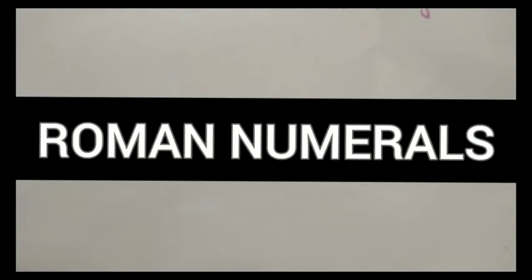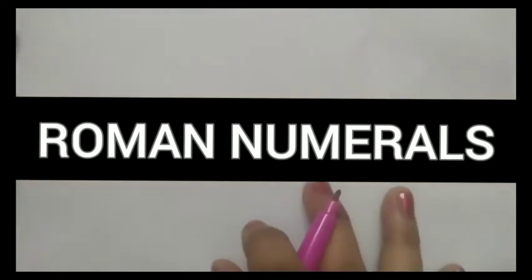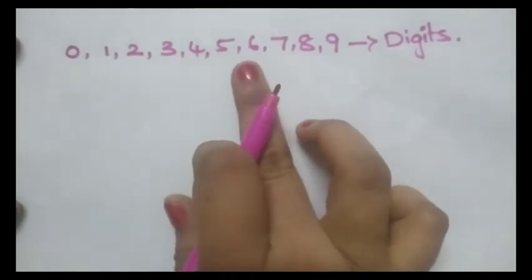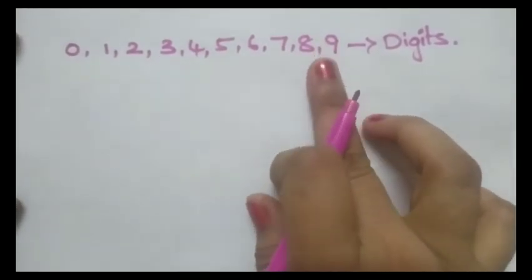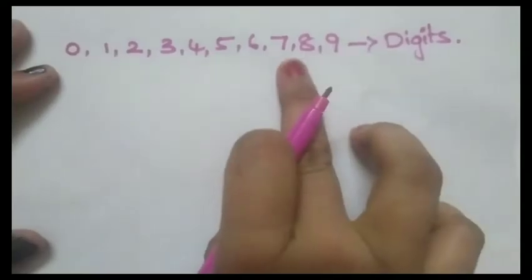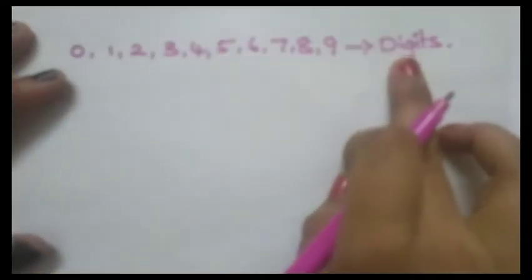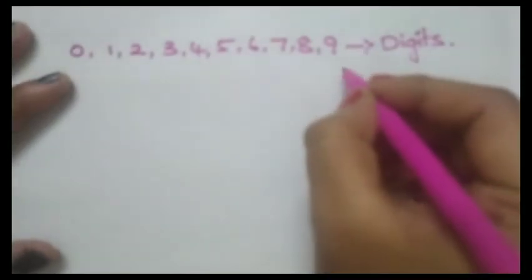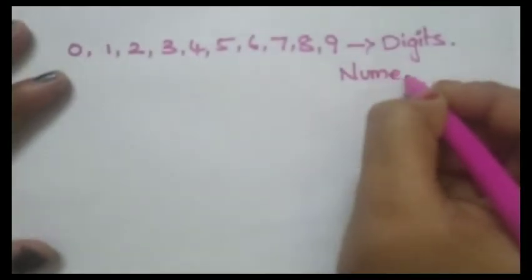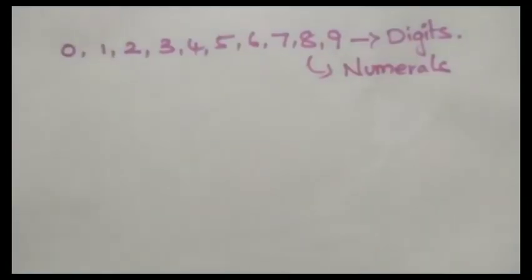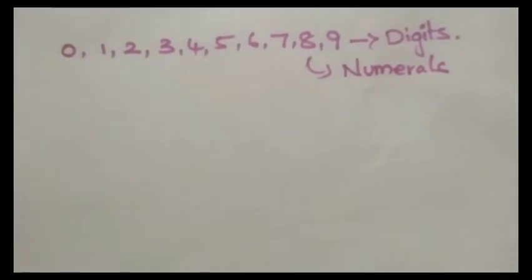Roman numerals. As you know already, all numbers are written using symbols that are 0, 1, 2, 3, 4, 5, 6, 7, 8 and 9. We call these symbols digits, and also we call them numerals. This system was invented in India.